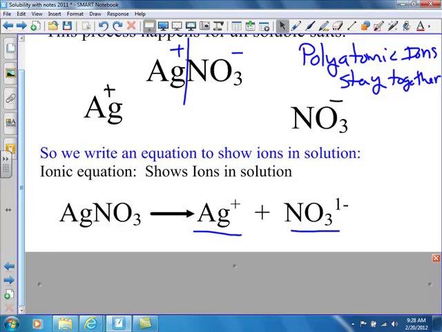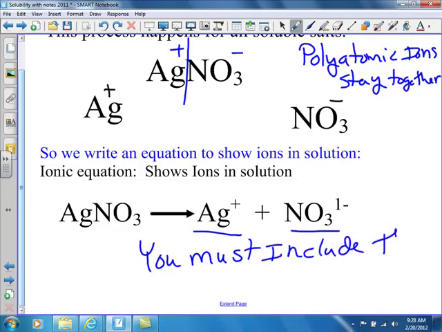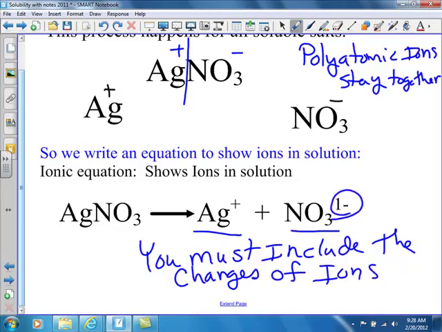And the one thing with this ionic equation is you must include charges of the ions. These charges right here absolutely positively must be included, and I put this example on here on purpose. If it's a +1 charge, you can put plus or +1. If it's a minus charge, you can put minus or -1. It doesn't really matter, but it does matter that you include the charges.